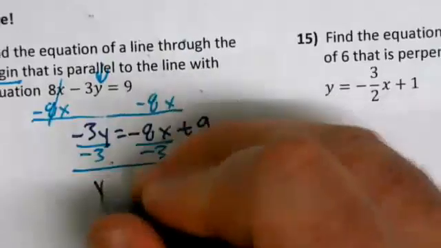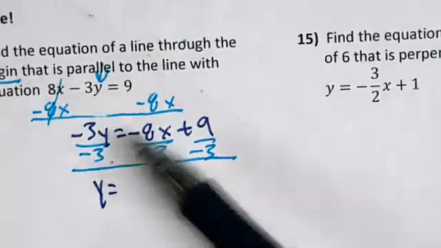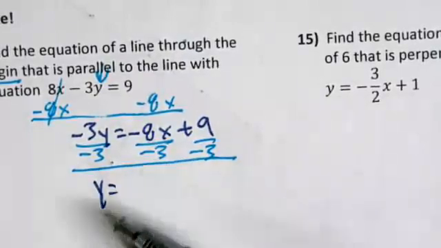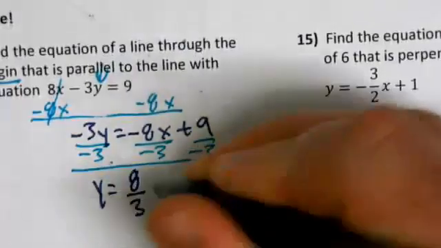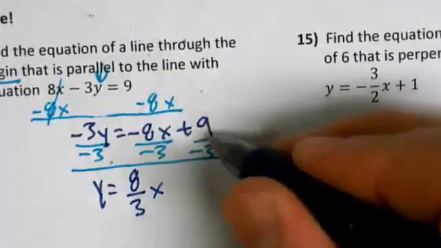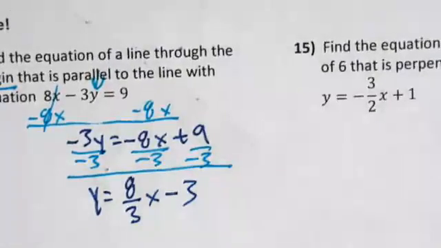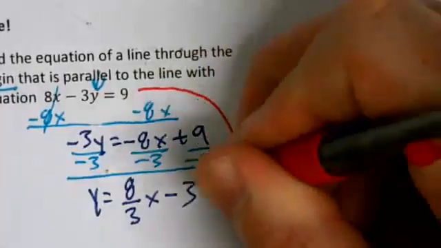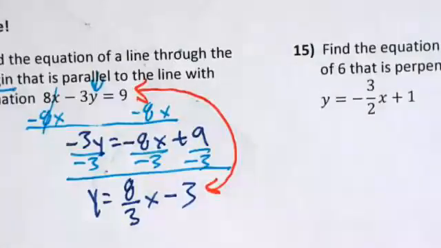So it's y equals, what's going to happen to my slope if it's a negative divided by a negative? Negative divided by negative is positive. Okay. So that's going to be 8 over 3x. And then positive 9 divided by negative 3 would be minus 3. So this equation and this equation are the same equation in a different format. That's the same line.